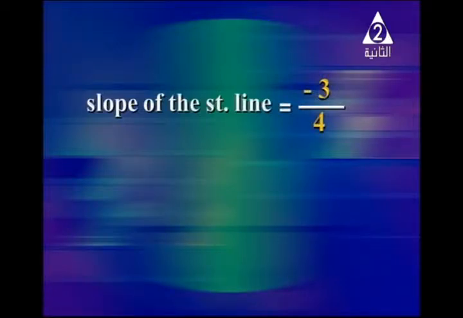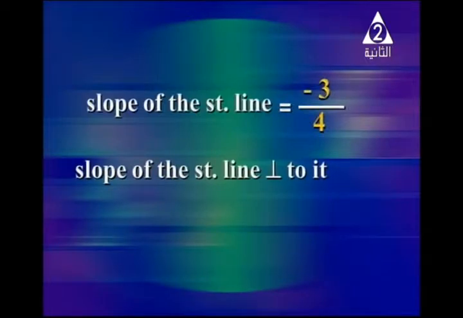What about the slope of the straight line perpendicular to it? Yes, you know that you are going to find its multiplicative and additive inverse. So it will be 4/3, as their product must be equal to -1.